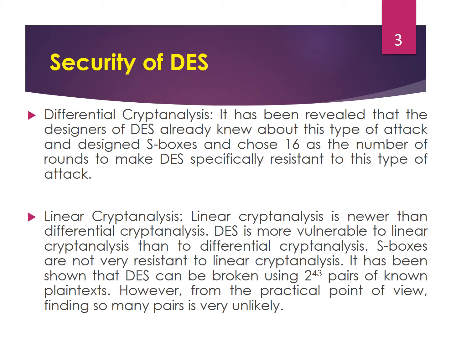Linear cryptanalysis: this is newer than differential cryptanalysis. DES is more vulnerable to linear cryptanalysis than to differential cryptanalysis. S-boxes are not very resistant to linear cryptanalysis. It has been shown that DES can be broken using 2 to the power of 43 pairs of known plaintext. However, from the practical point of view, finding so many pairs is very unlikely.